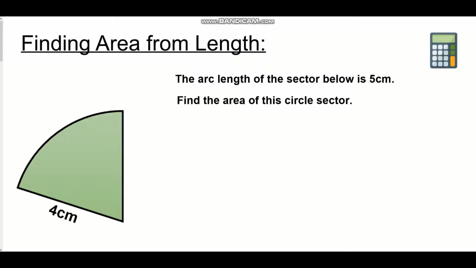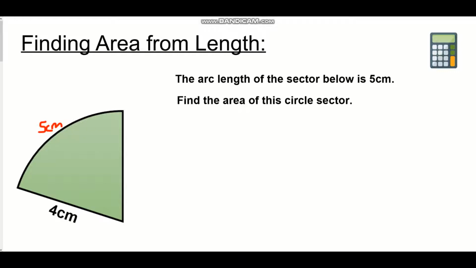Okay, so here's an example of the type of question we'll be looking at today. The arc length of a sector below is 5 centimeters. So we know that this curved side here is 5 centimeters. What we need to do is find the area of the circle sector. You'll notice that we have a radius for the circle center, but we don't have an internal angle. That is why we need to use the arc length. Otherwise, if we had those two pieces of information, we'd have everything we needed to just use the sector area formula. But we don't, so we need to work backwards from arc length.